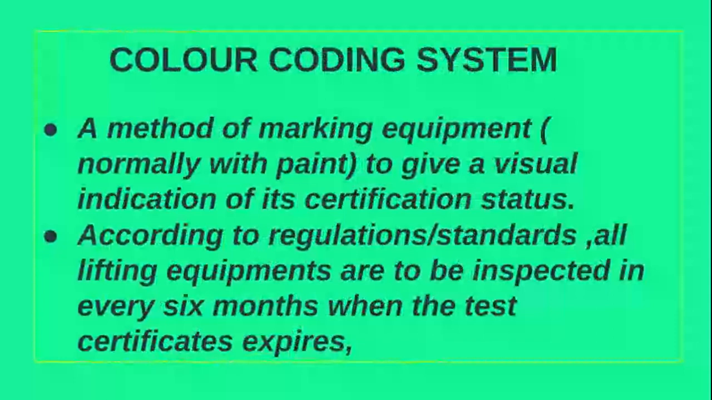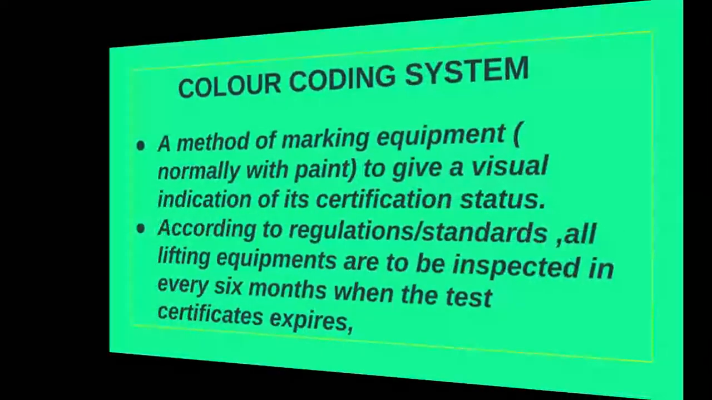According to regulations or OSHA standards, all lifting equipment is to be inspected every 6 months, when the test certificate expires. So every 6 months it goes for inspection and the third party provides certificates. If the certificate expires, it again goes for inspection and gets a new color code.